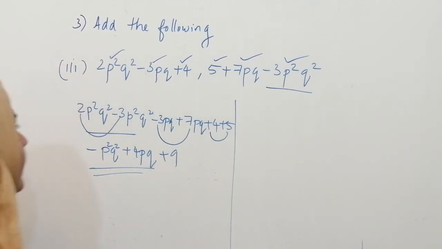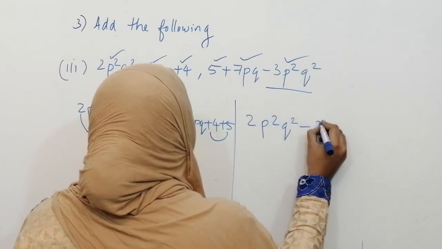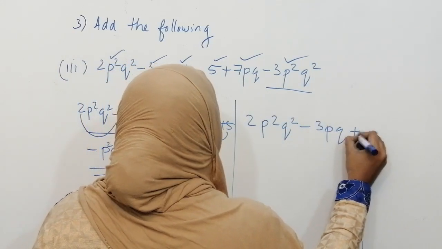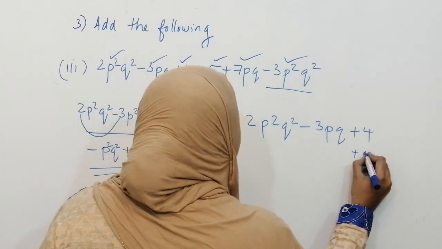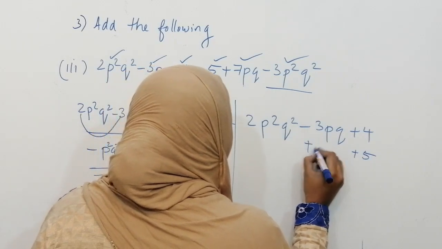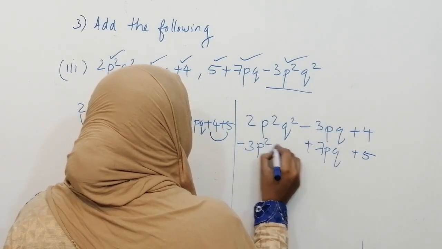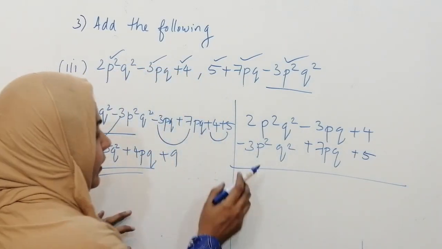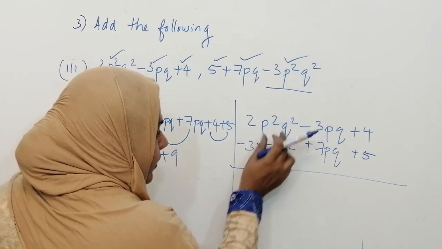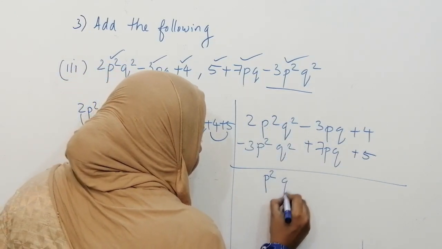So now we can try another way. 2p square q square minus 3pq plus 4. So 5, this is constant, so we have to write here. So plus 7pq and minus 3p square q square. So let's solve this question. So here you can see p square q square, this is like term. So no need to do anything, just copy down.